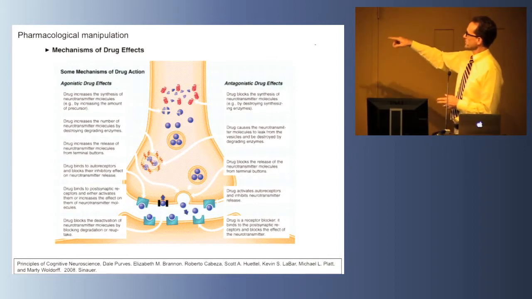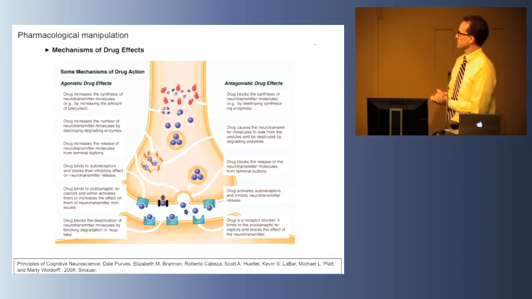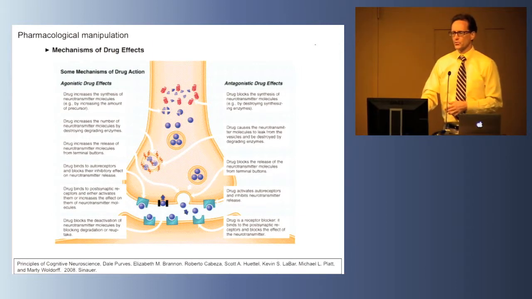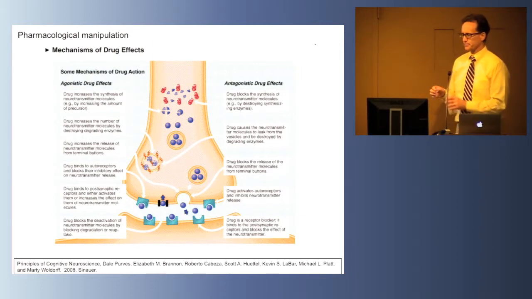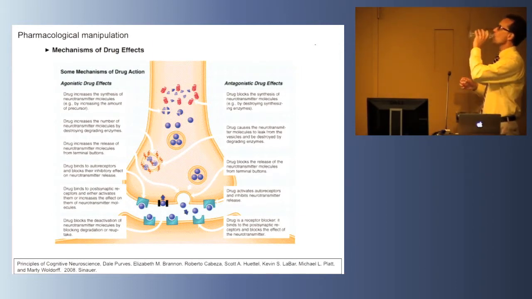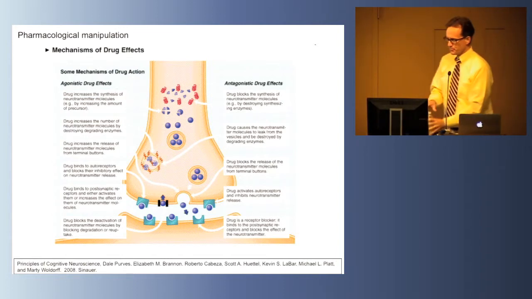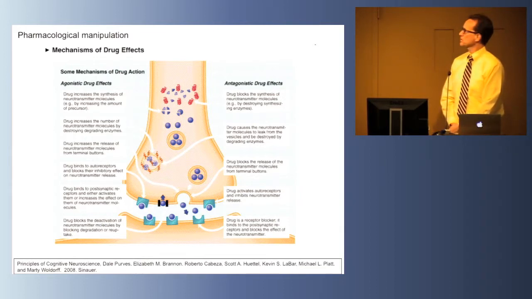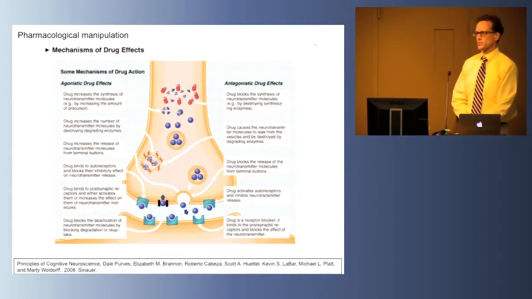We see the vesicles with the blue neurotransmitters in them. This is illustrating the site of action of different drugs, and we'll walk through it carefully. On the left, we're illustrating the example of agonist drugs, and on the right, antagonist drugs.